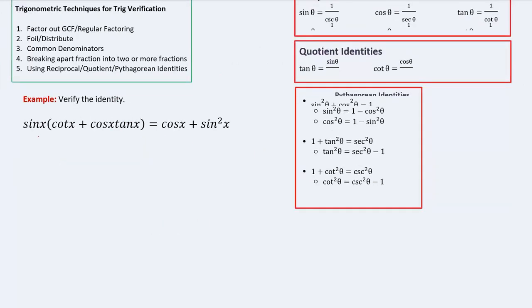Now let's look at example number 3. In example number 3, we have sine times cotangent plus cosine tangent. If we look at all 5 of those techniques, we could distribute that sine. So that's why you want to kind of refer back to the techniques to see, okay, can I factor out a GCF? No. Can I FOIL? No. Can I distribute? Yes. Can I get common denominators right now? No. Can I break up? So the only thing we can do right now is distribute.